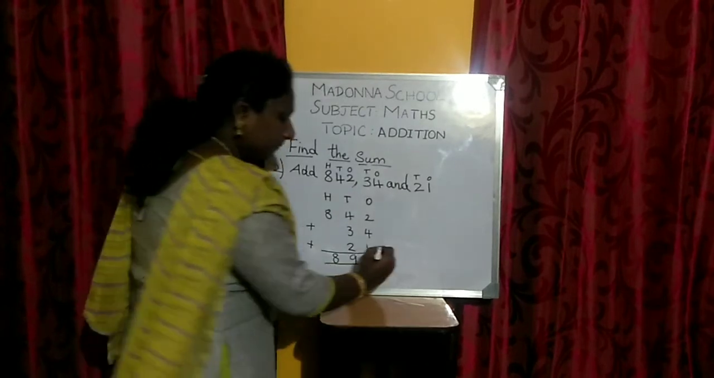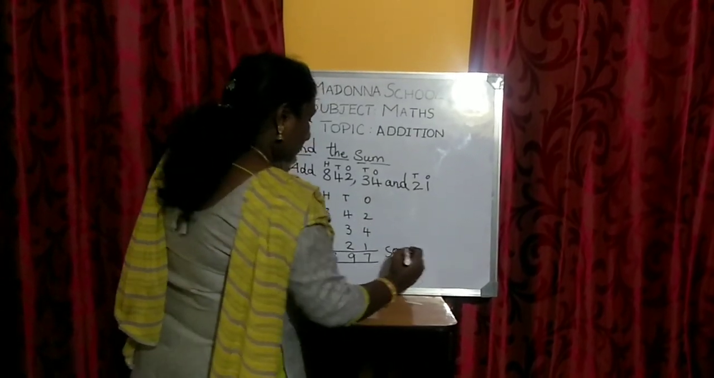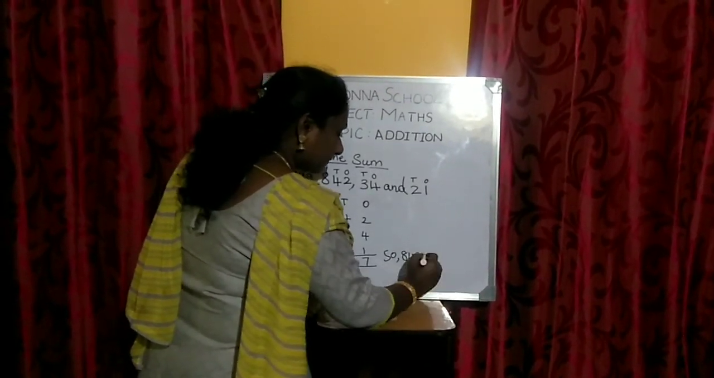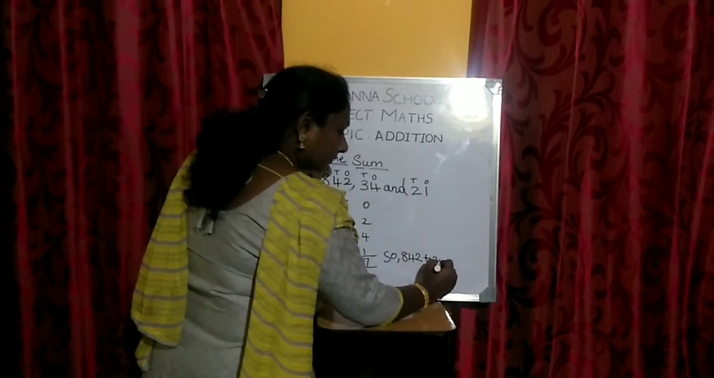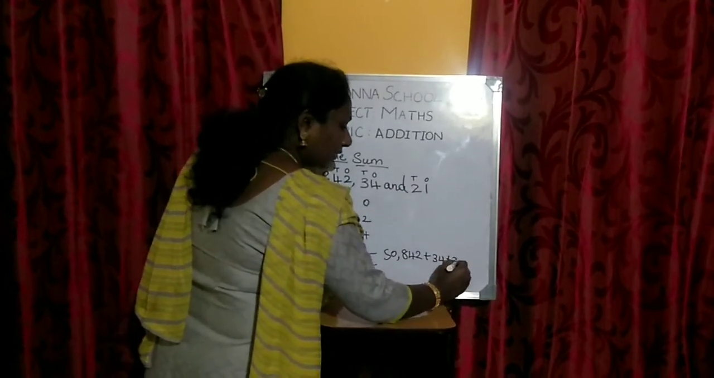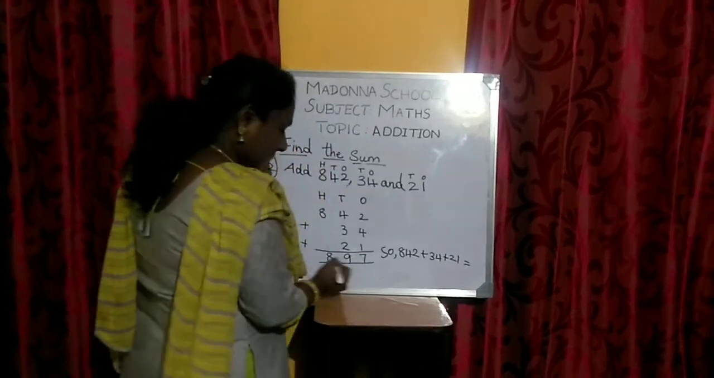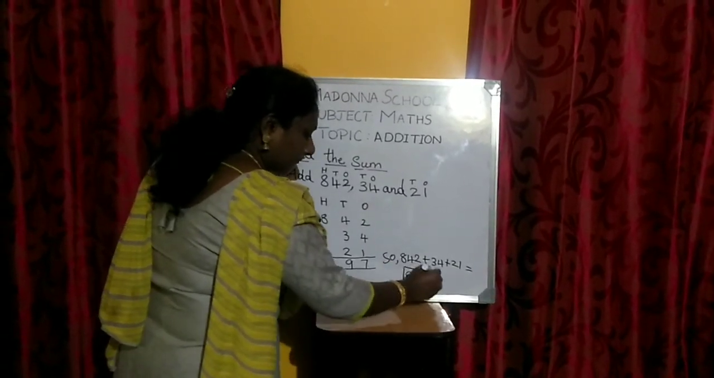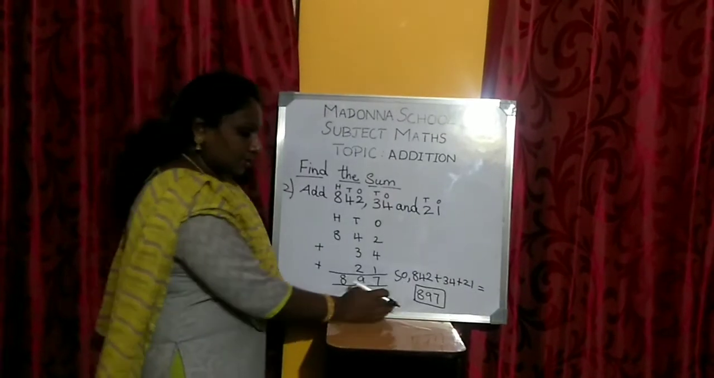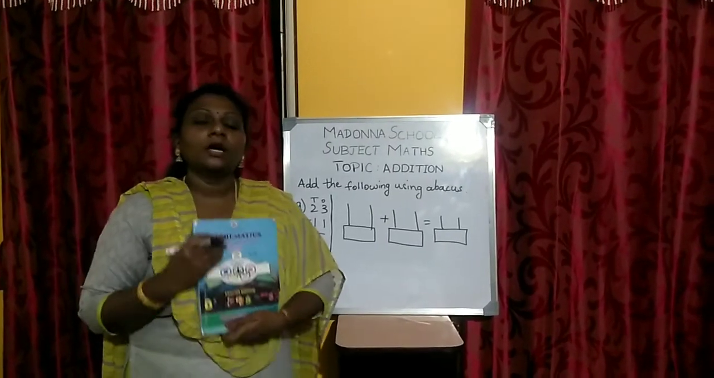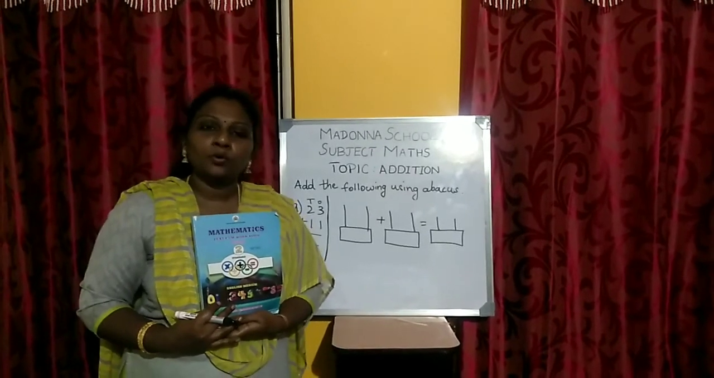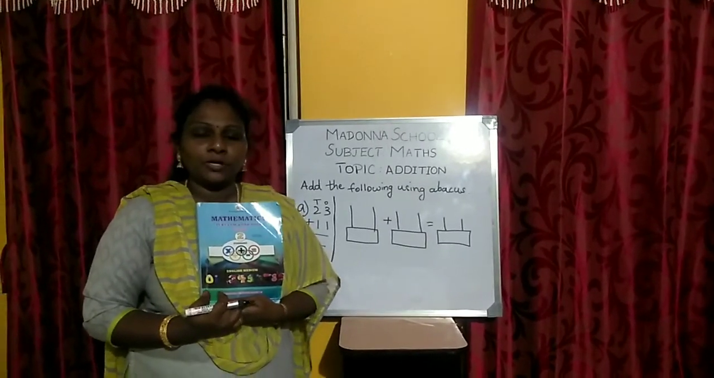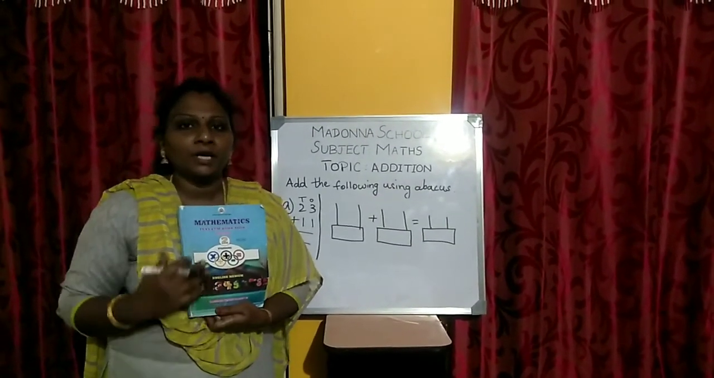So 842 plus 34 plus 21 equals, what is the sum, children? 897. What is the sum? 897. Children, take out your government maths textbook and open page number 91.